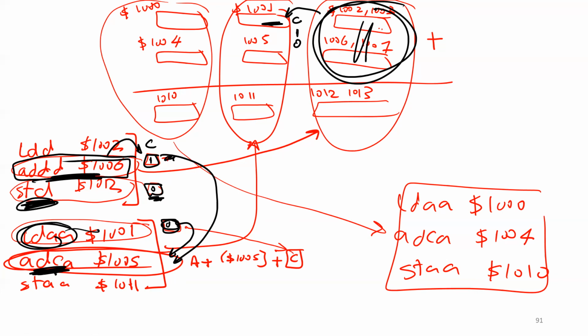You understand the problem? The problem is I want to add the carry resulted from this operation, which was here. However, I need to do these two operations as well. These operations are going to change the carry. So when I come here, I'm not going to add the carry resulted from this operation. I'm going to add the last carry here. Is that okay, guys?